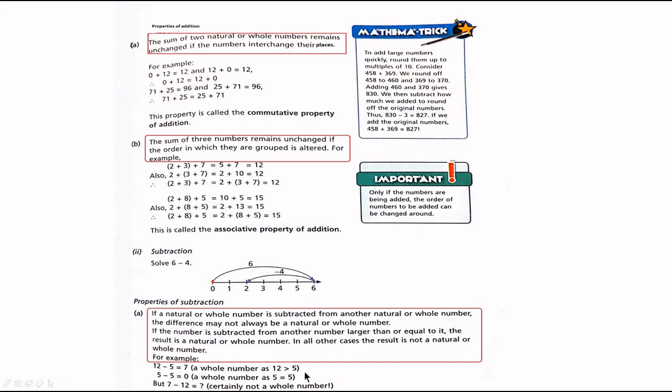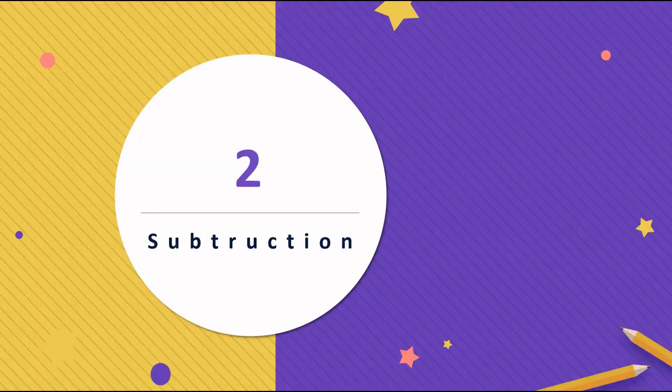The main thing is this: if we subtract a number from the greater number, for example from 12, the answer will not be a whole number. This is the meaning of this property. Property number 2, subtraction.